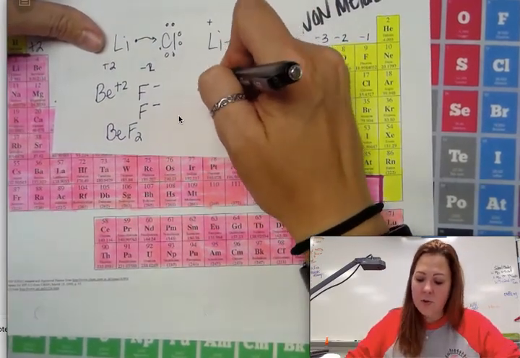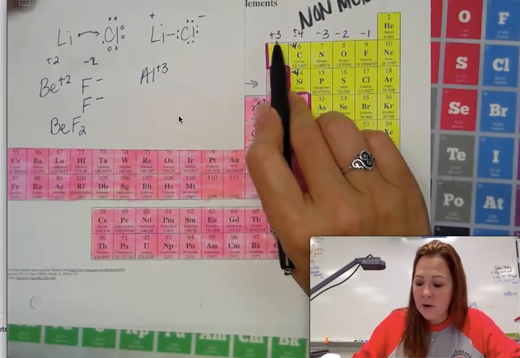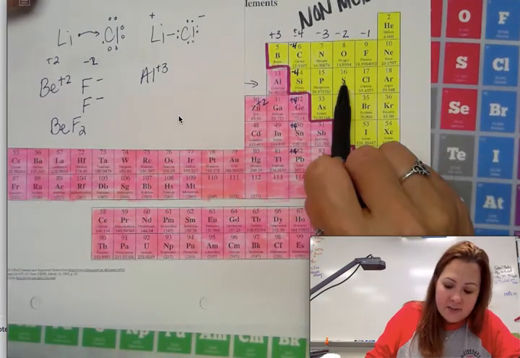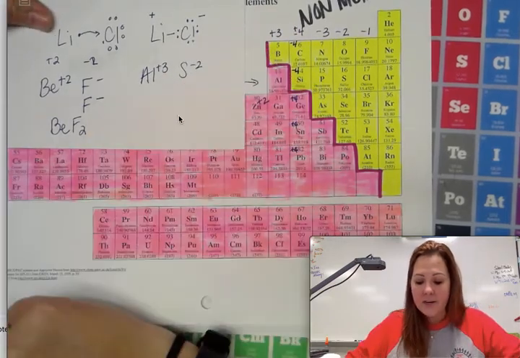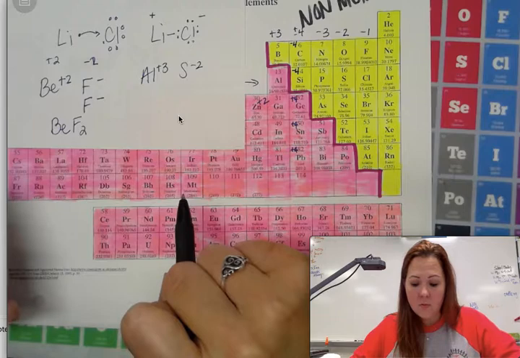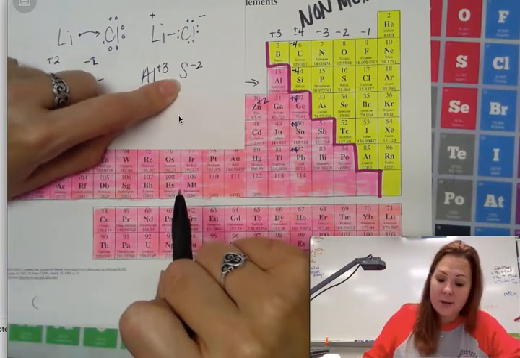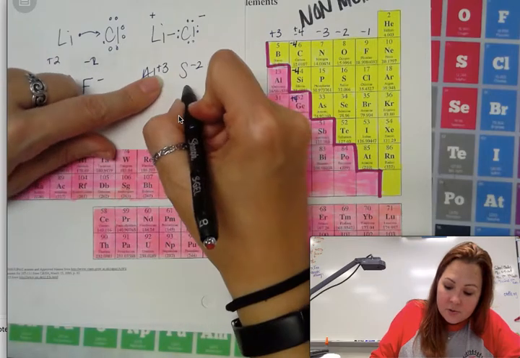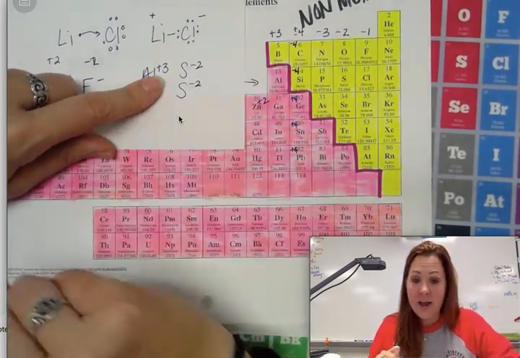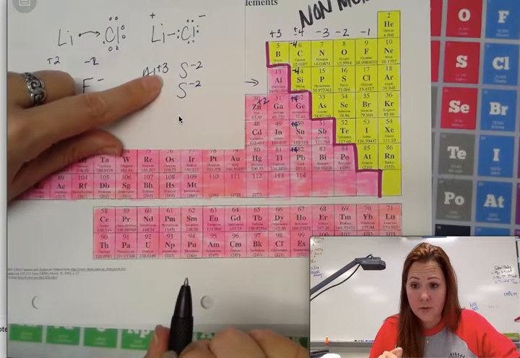Aluminum has a +3 charge, lives in group 13. And I'm going to pair it up with sulfur. Sulfur has a -2. I need to make sure that my charges are the same on both sides. Right now, I need to add more sulfur because there's less negative charge than positive. So I'm going to add another sulfur. That gives me a -4 charge. I only have a +3 charge here.